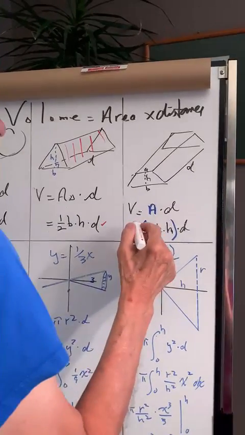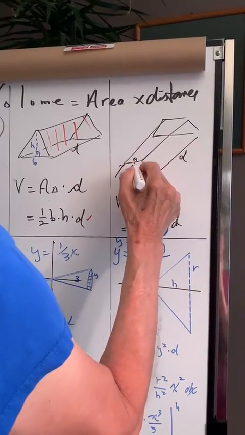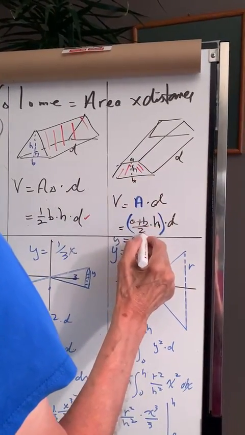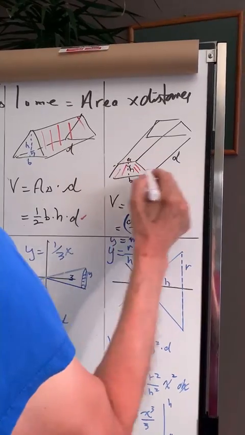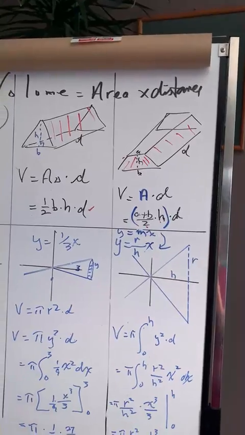If it's a trapezoid, I have to take the area of the end, which would be the average of the top and the bottom. That's the average multiplied by the height. Move it through a certain distance. So you have a whole bunch of these moved through.